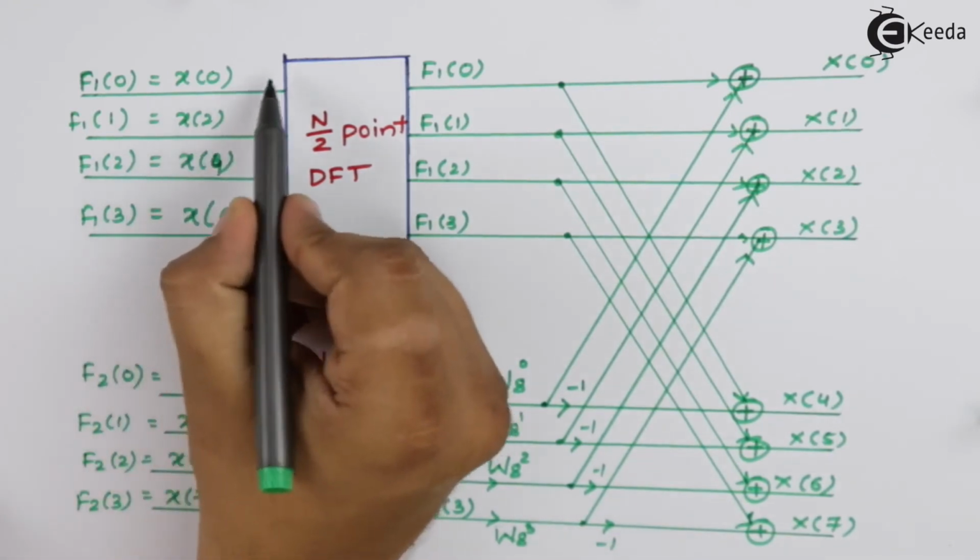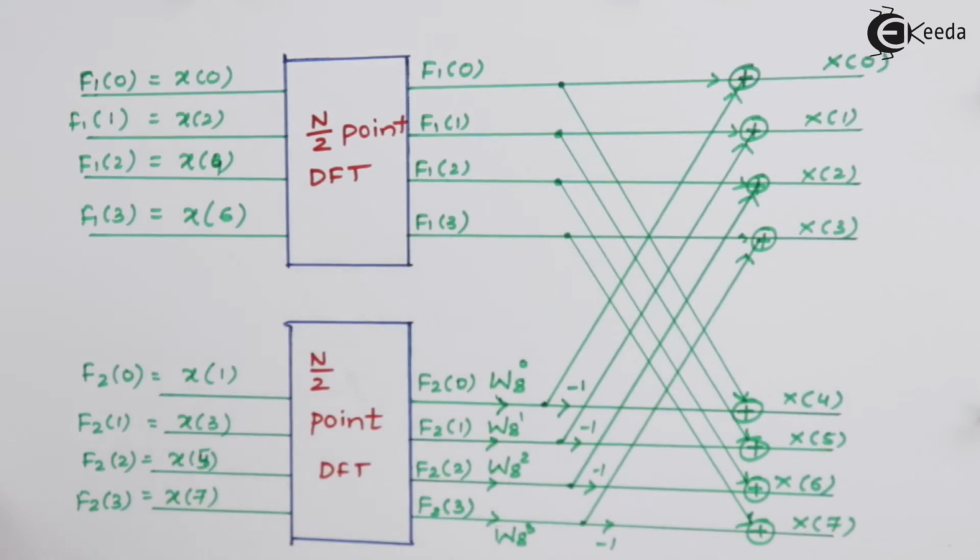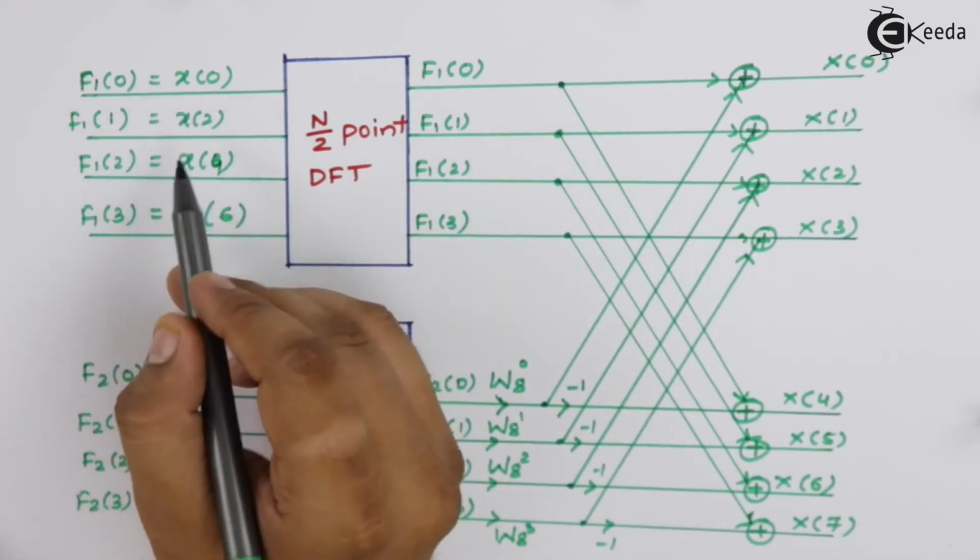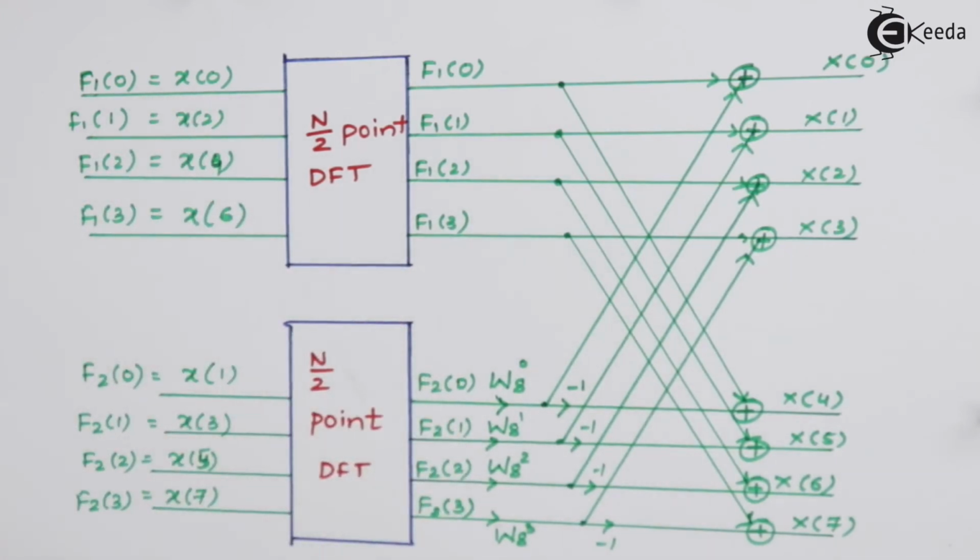Now again we are going to divide these 4 points into two smaller parts, because as I said, this 8-point DFT, or the DIT-FFT, is nothing but dividing all the 8 points into smaller sets of DFT. So this is only the first part we have done. Now we are going to divide this part again into two smaller DFTs. So let's see how to do that.